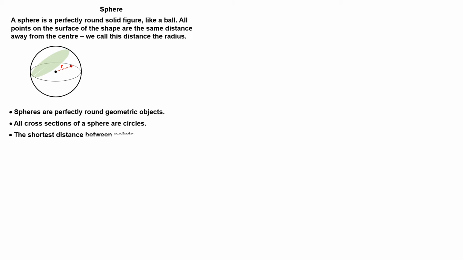The shortest distance between points on any surface is called a geodesic. In other words, geodesics are special curves on a surface. These curves represent the shortest path between 2 points on the surface. Look at the points A and B. The path on the curve is a geodesic.